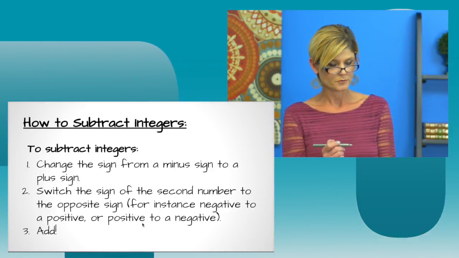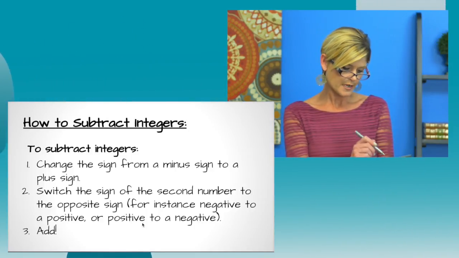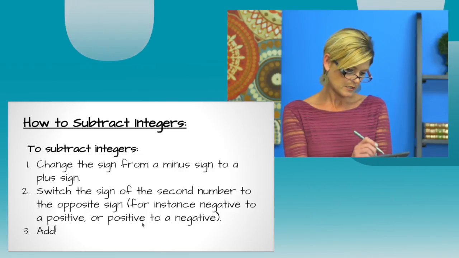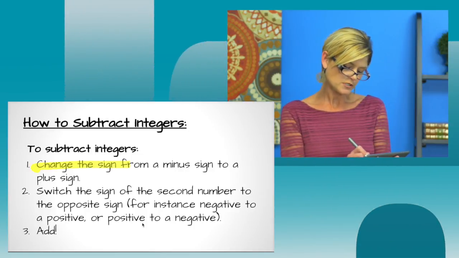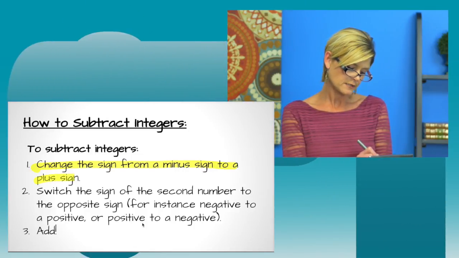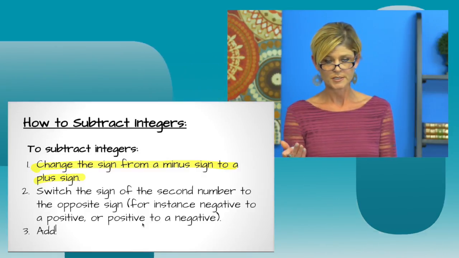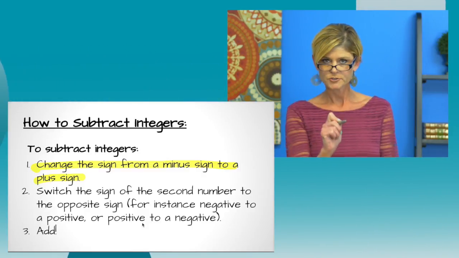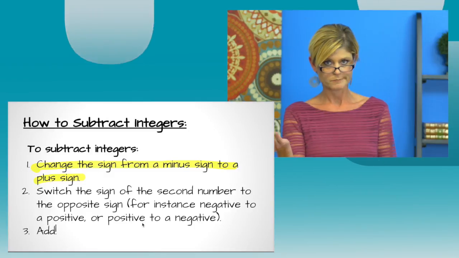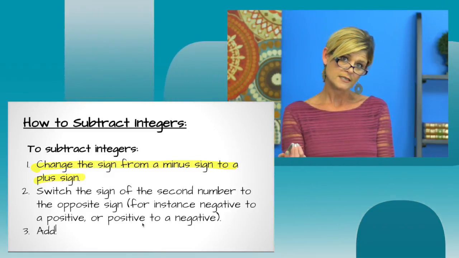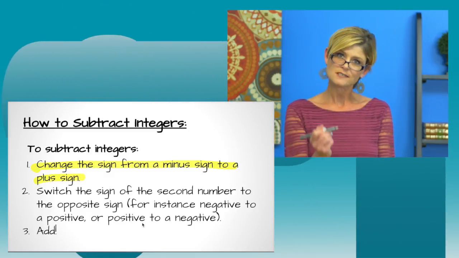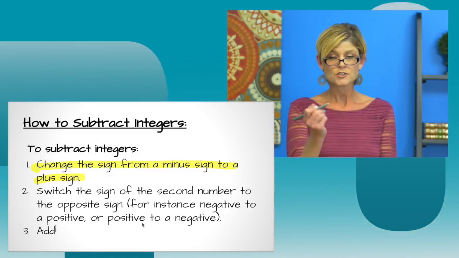It's actually super simple. The first step, and I'll highlight it here, is to change the sign from a minus sign to a plus sign. That's simple enough. You start with a subtraction sign, draw a line down, you've got an addition sign. The second step is to change the sign of the second number to its opposite.